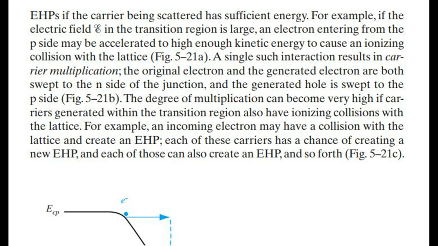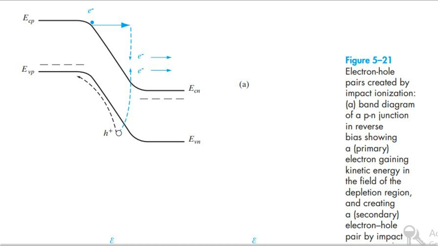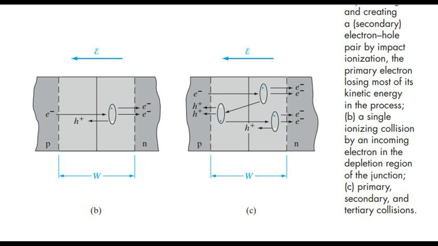Each of these carriers has a chance of creating a new electron-hole pair, and each of those can also create an electron-hole pair, and so forth, Fig 5-21c. Figure 5-21: Electron-hole pairs created by impact ionization. (a) A band diagram of a p-n junction in reverse bias showing a primary electron gaining kinetic energy in the field of the depletion region, and creating a secondary electron-hole pair by impact ionization, the primary electron losing most of its kinetic energy in the process.